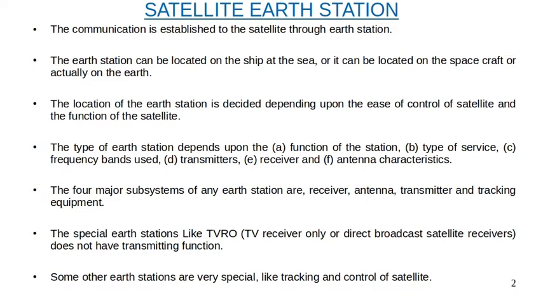There are special earth stations like TVRO, which is used only for reception purposes. This TVRO is a TV receiver only, or a direct broadcast satellite receiver, and it does not have a transmitting function. Also, there are special earth stations that are used only for tracking and control of the satellite. That means these earth stations are not used for data communication, only for controlling the satellite. The four major subsystems of any earth station are receiver, antenna, transmitter, and tracking equipment.